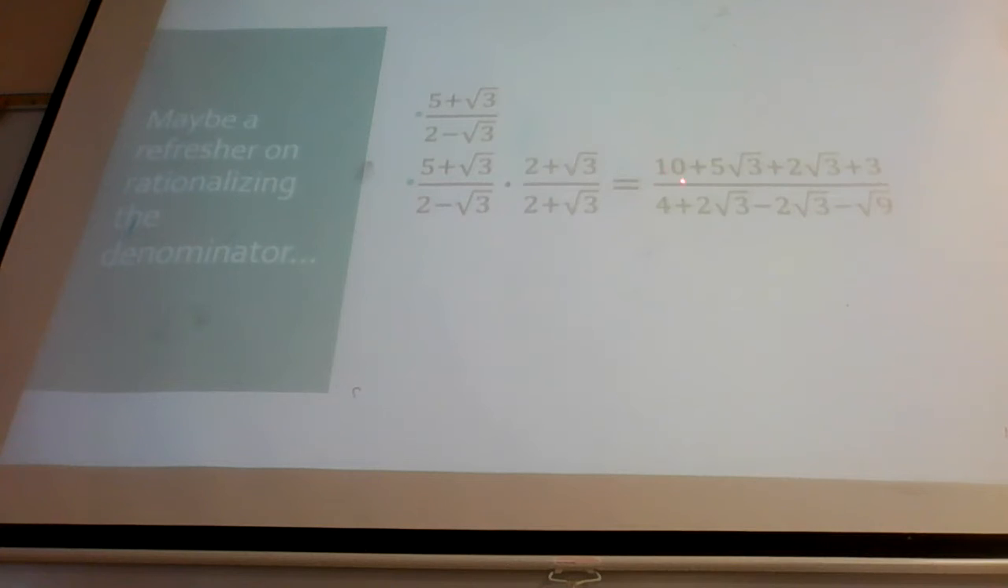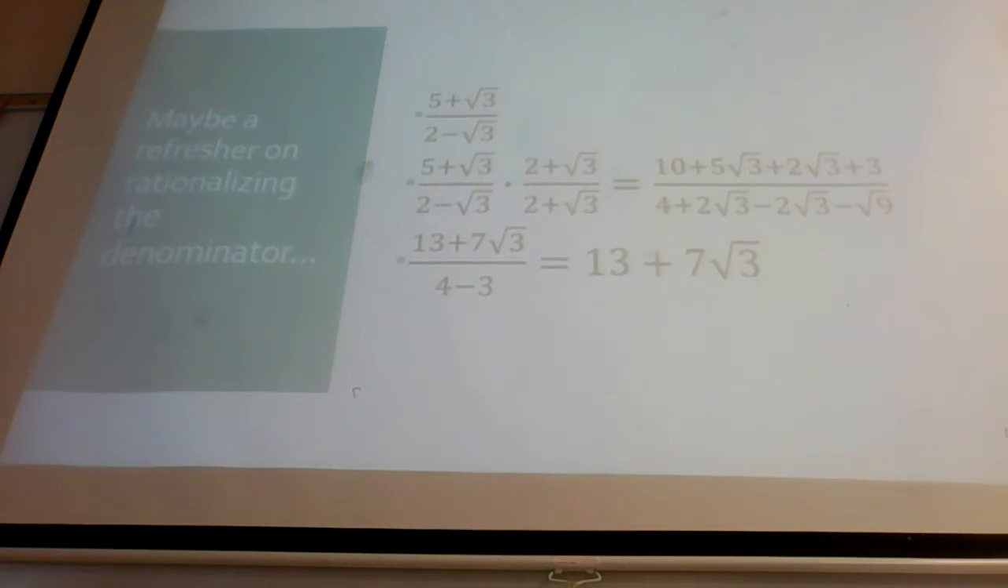5 times 2 gives me 10. 5 times root 3 gives me 5 root 3. 2 times root 3 gives me 2 root 3. Root 3 times root 3 gives me root 9, which simplifies down to 3. When I do the bottom, 2 times 2 is 4. 2 times positive root 3 is 2 root 3. 2 times negative root 3 is negative 2 root 3. Root 3 times root 3 is the root 9, so minus the root 9.